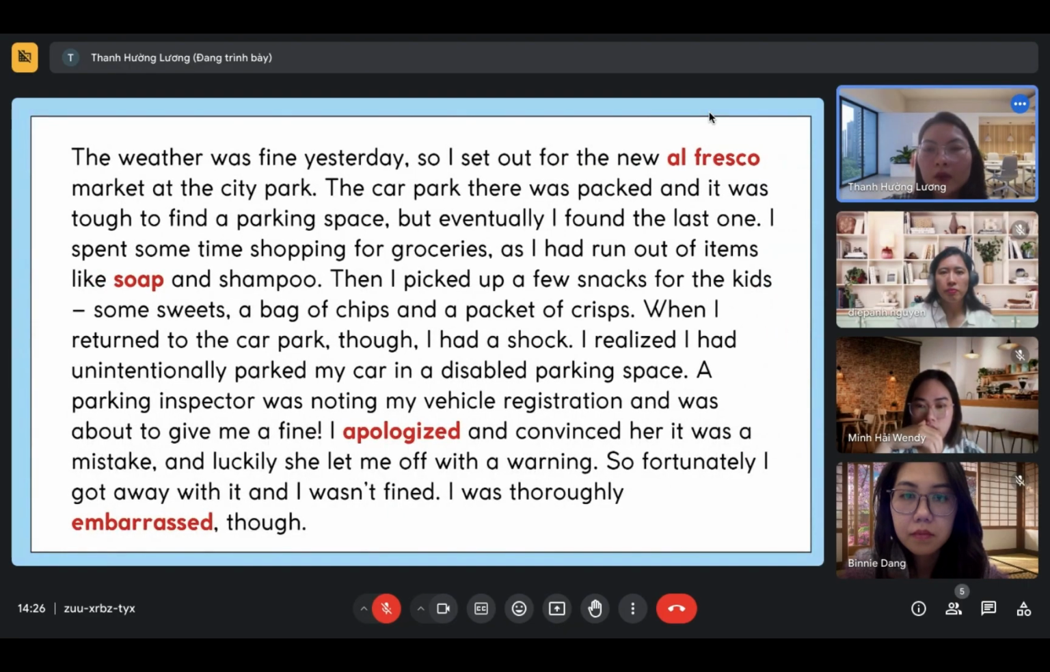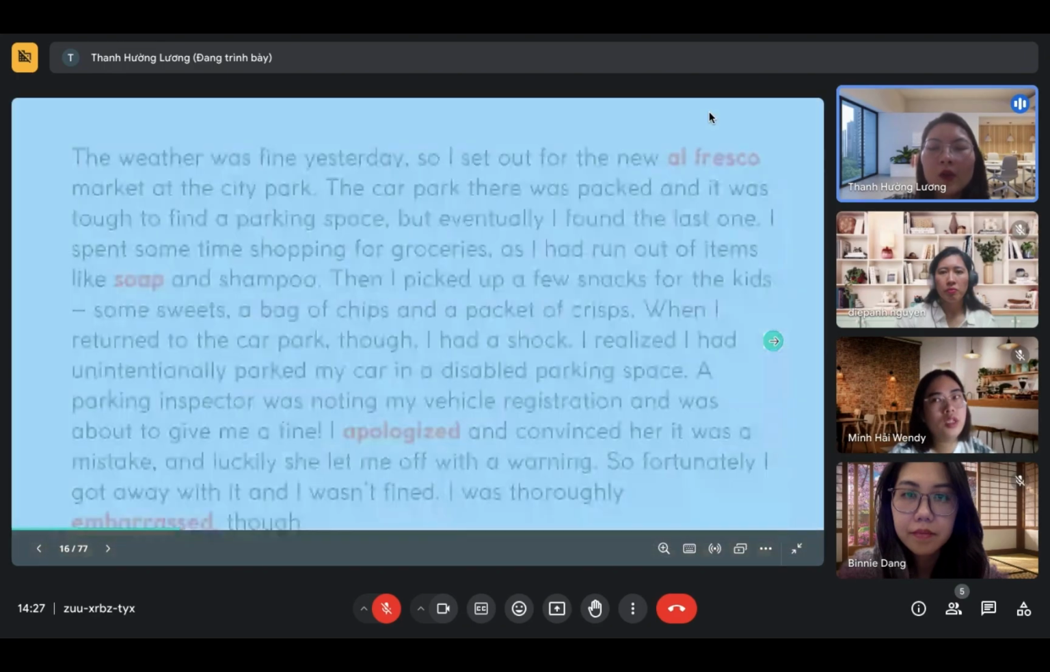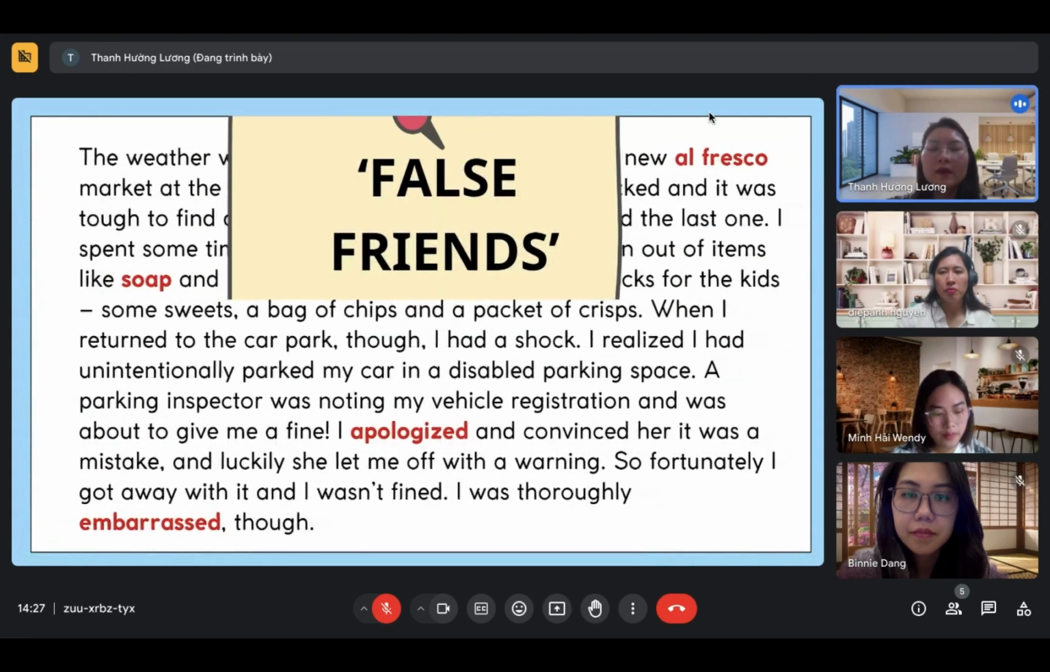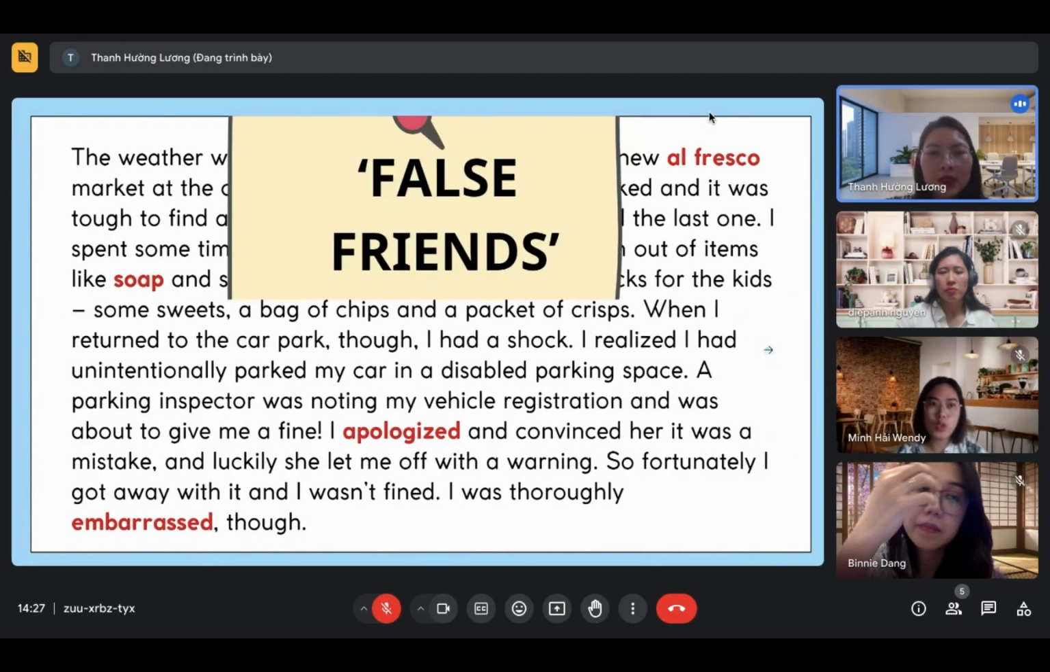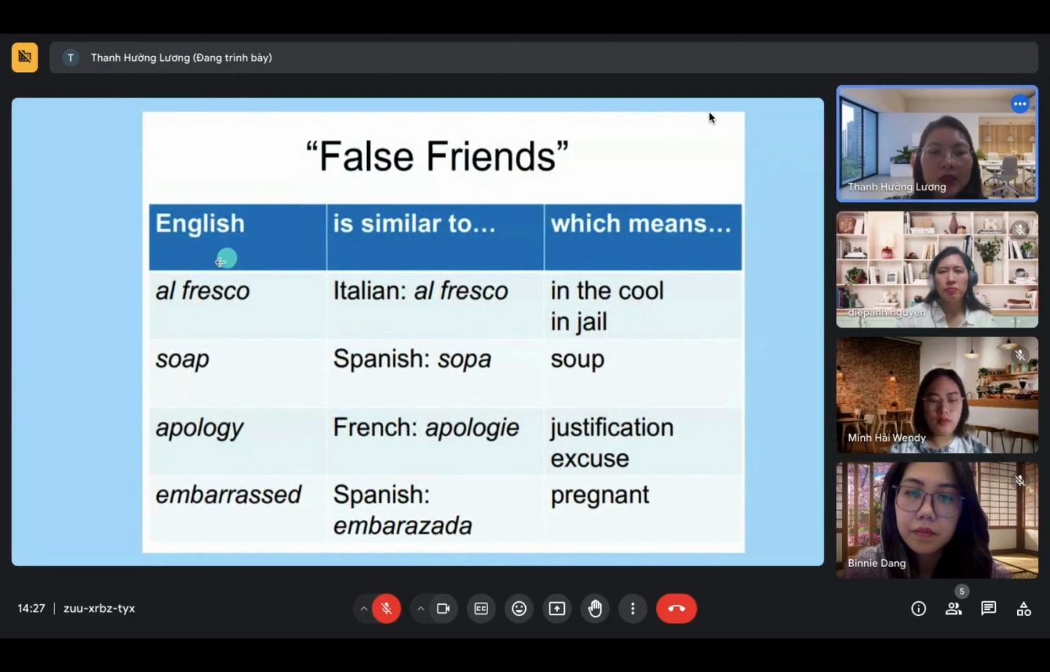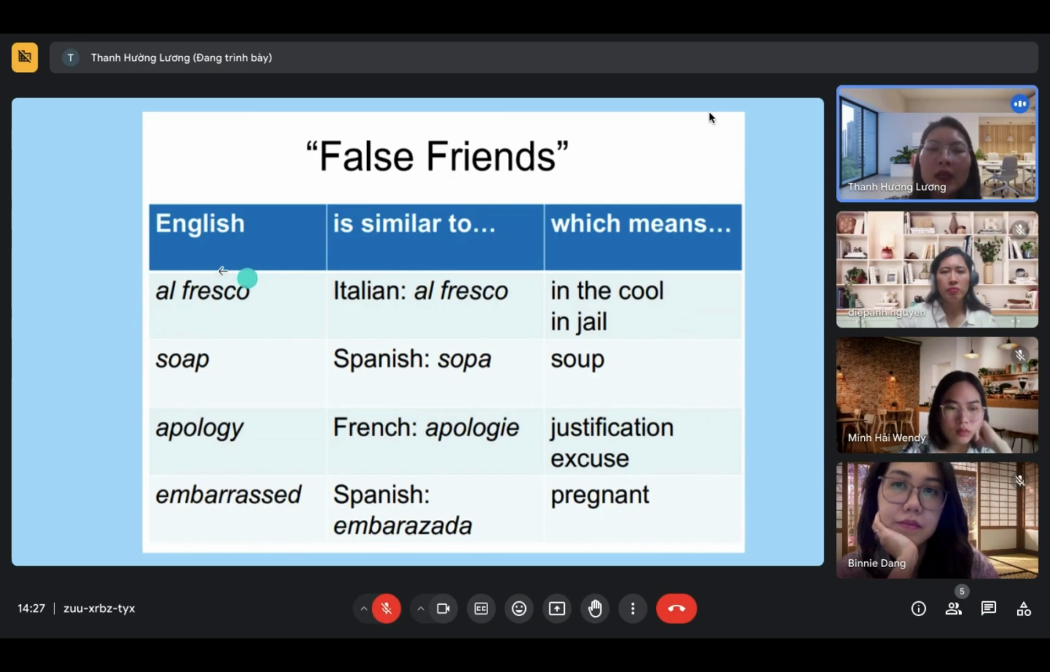And the last problem for students is the false friends problem. As you can see on the screen, we have some false friends vocabulary like al fresco, soap, apology, and embarrassed. So why do we call them false friends? Let me explain it in more detail for you guys. For example, the word al fresco in English is similar to the Italian phrase al fresco, but in Italian it means in jail or in the cool. But in English, al fresco means in the open air. So they can be easily mistaken, and students who learn both English and Italian may get confused between the two.